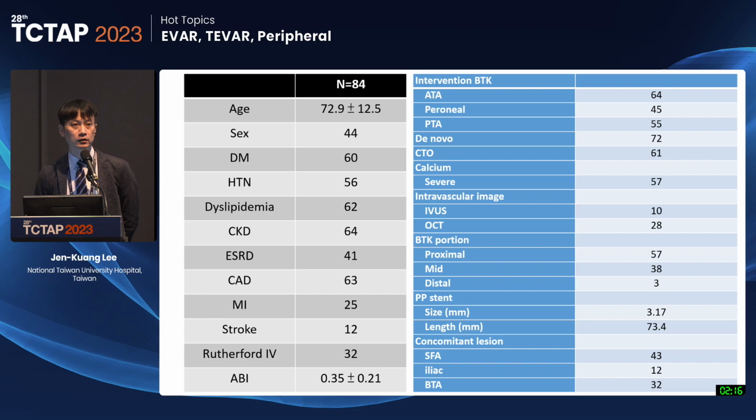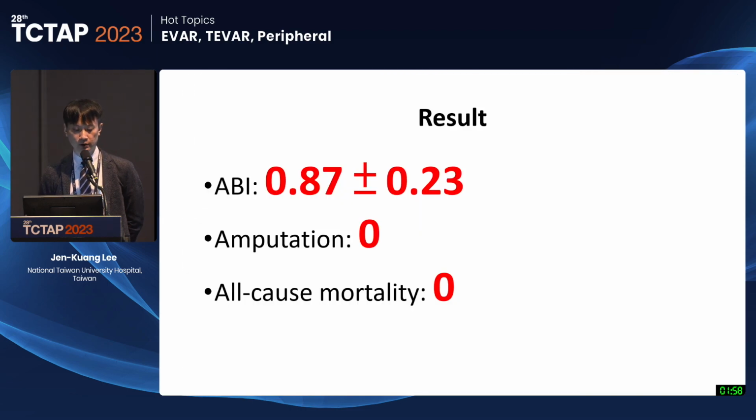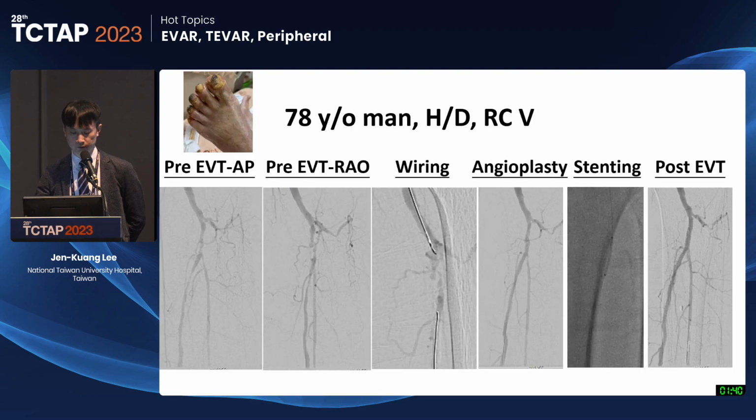The size, also in our country, and maybe it's the general idea for Asian countries, is about 3 millimeter. The length is about 73. The patient may have concomitant lesions in the SFA and iliac. ABI improved from 0.3 to 0.8. Fortunately, none of the patients had major amputation, and there were no all-cause mortalities. As we know, there is a mortality issue with DCB. But these patients had no mortality.